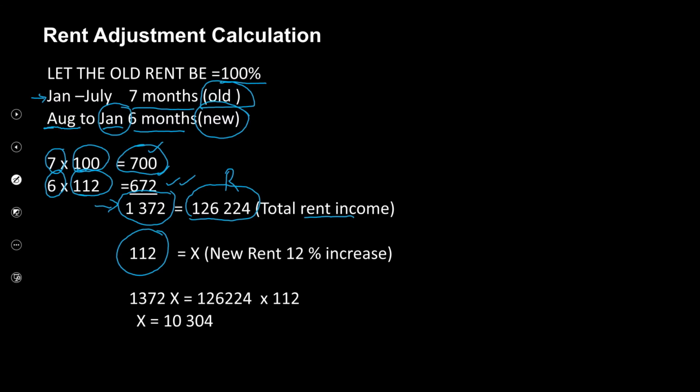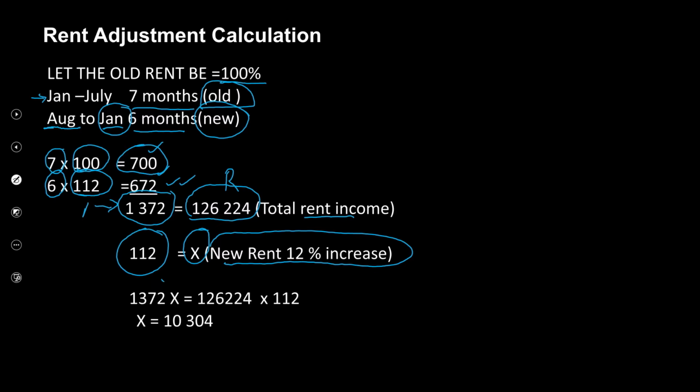As you can see, there's it. You know that the January rental was 112%. 112% is equal to your unknown. Therefore, I'm telling you that the new rental was increased by 12%. So therefore, 100 plus the 12 will give you 112. Okay, you now say cross multiply.